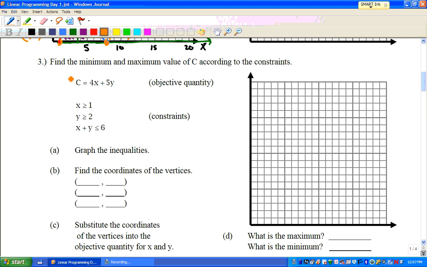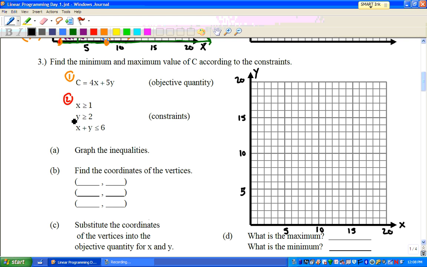Okay, right here, number 1, objective quantity. We're going to use that at the end. Number 2, these are my constraints right here. So let's go ahead and graph my constraints. But first, let's label my graph: 5, 10, 15, and 20 for my x-axis, and 5, 10, 15, and 20 for my y-axis.